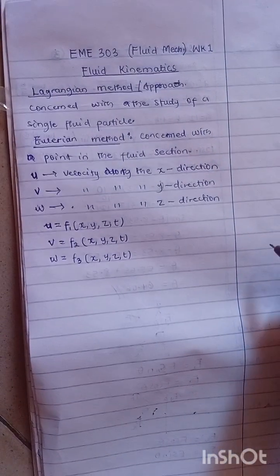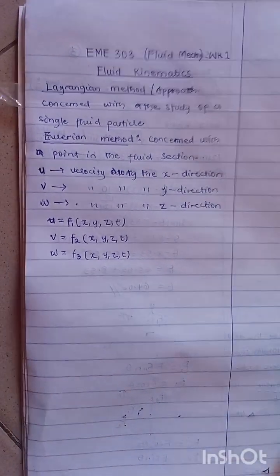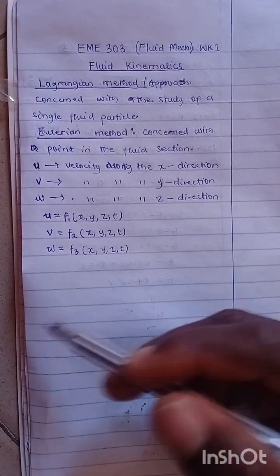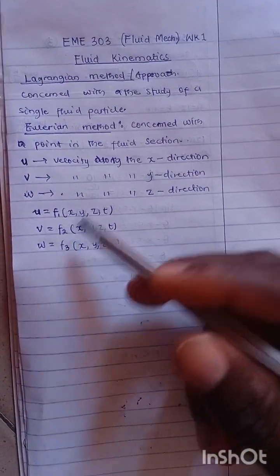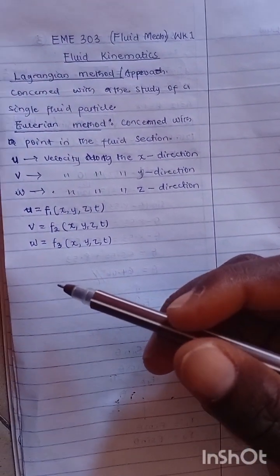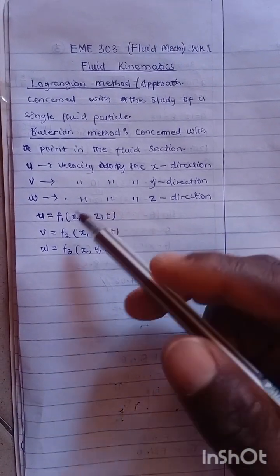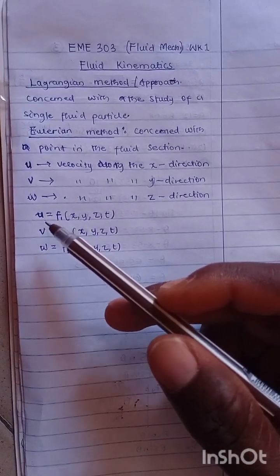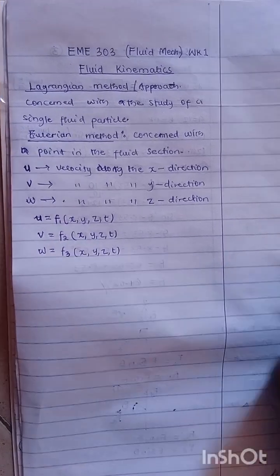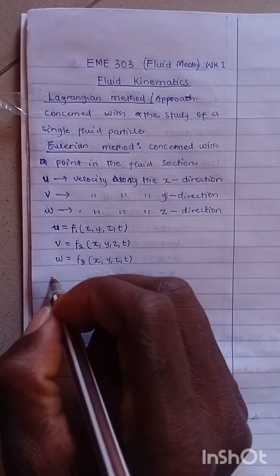With this in mind, we proceed, because this is usually the basis of the Eulerian method. You start from the velocity and then you define other parameters. You start from the individual velocity components. Like I told you, this is the velocity component in the x direction, in the y direction, and in the z direction. So let's start.